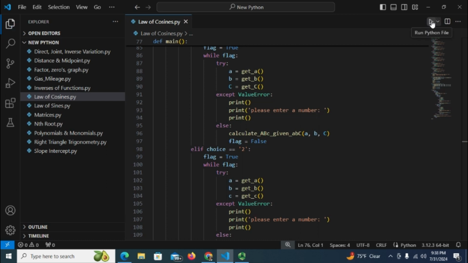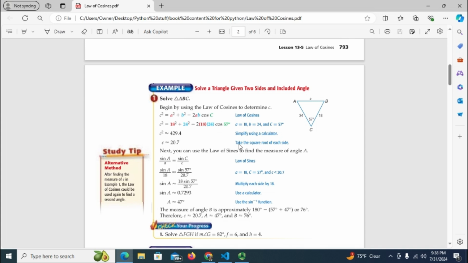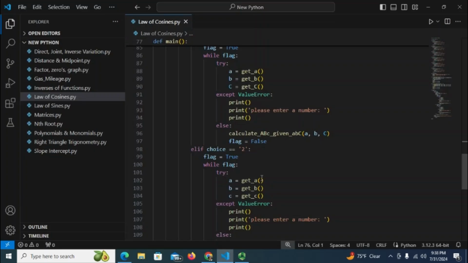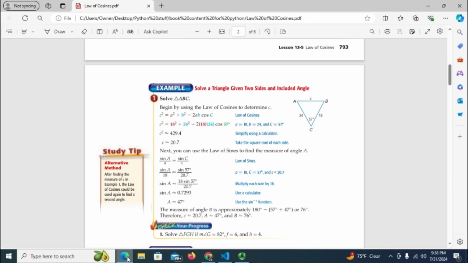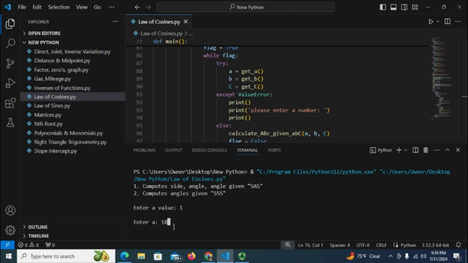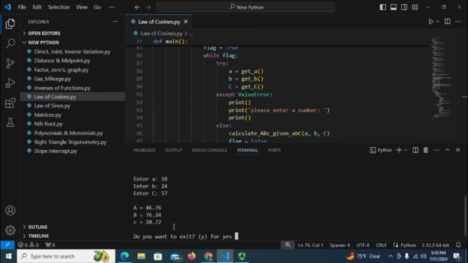All right, so let's go ahead and run our program. Let's look at our textbook here. Let's look at example 1, solve ABC, given 2 sides and an angle sandwiched in between those. So let's go to our code. A will be 57, B will be 24, C will be 18 in this program. According to this program, let's run it. We enter number 1, and then A, we said it's going to be 18, B is 24, C is 57. We get that A is 46.76, B is 76.24, side C is 20.72.